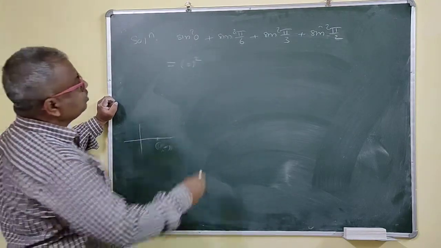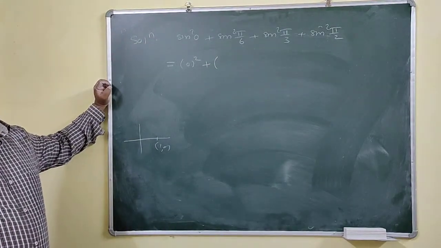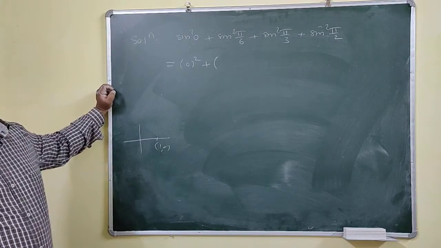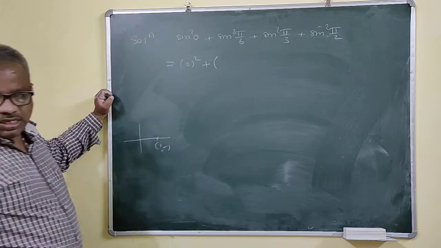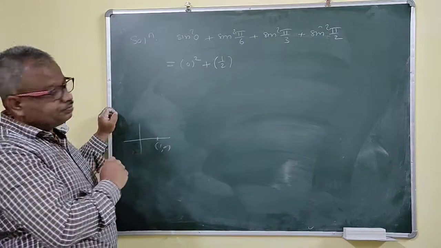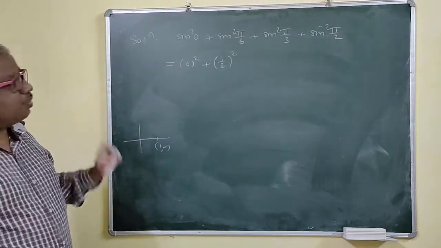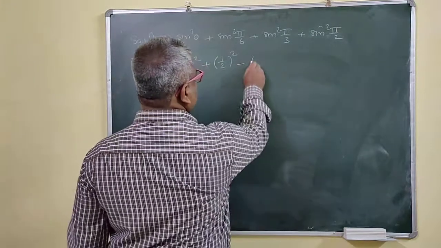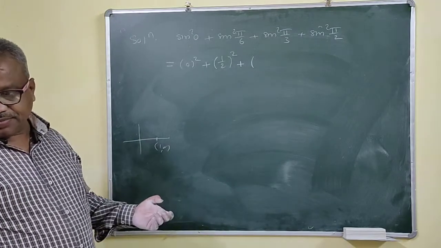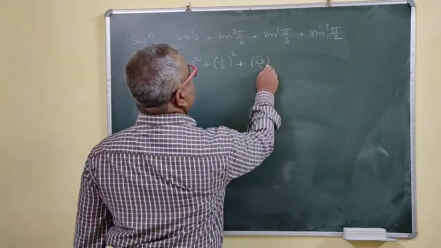Right? Plus sine square pi by 6. Pi means 180, and 6. 180 upon 6, that is 30 degrees. And sine 30 degrees is what? 1 half. Right? If you don't remember, just prepare the triangle and confirm this, and then write this. It is half square, plus sine square pi by 3. Sine pi by 3 means 60 degrees, and sine 60 degrees is root 3 by 2. So this is root 3 by 2, take the square.